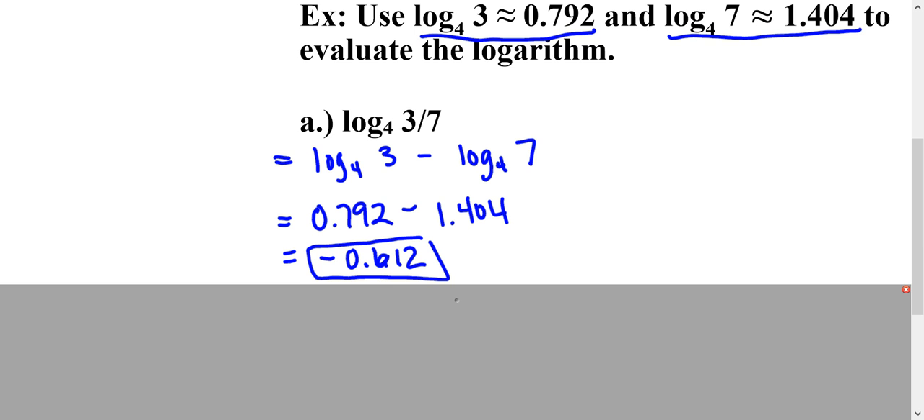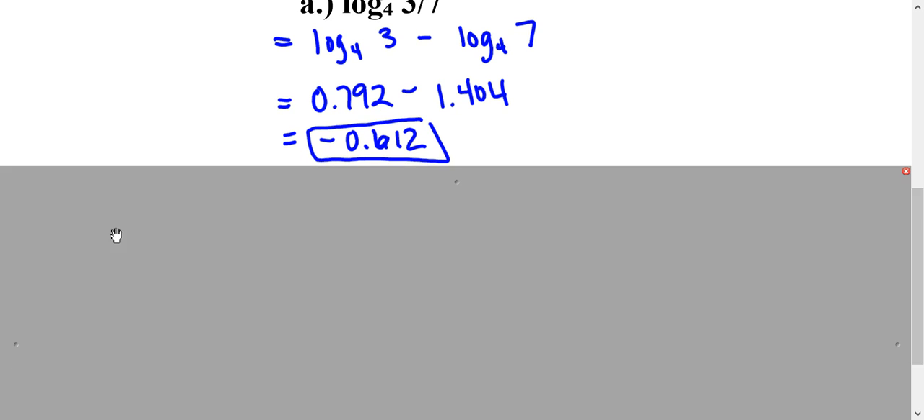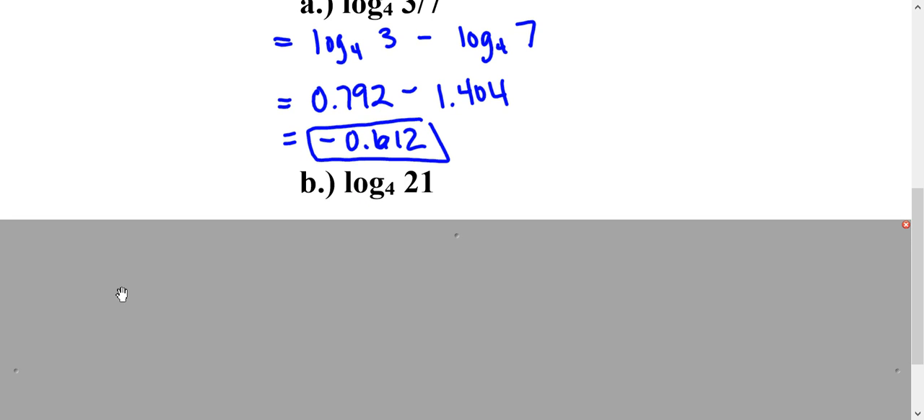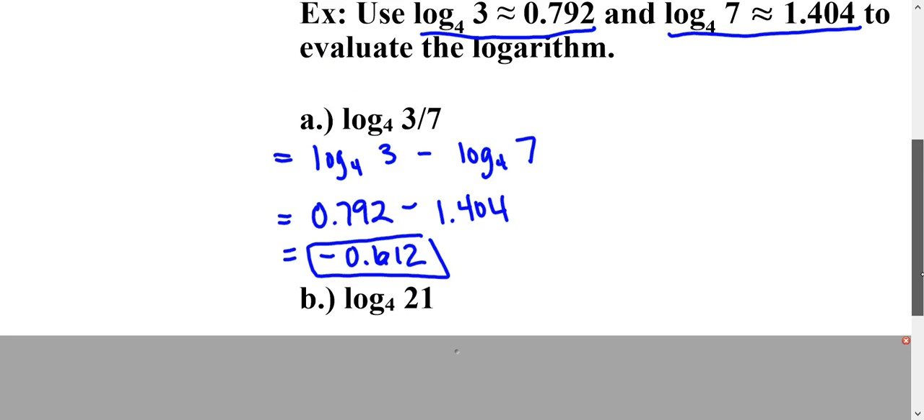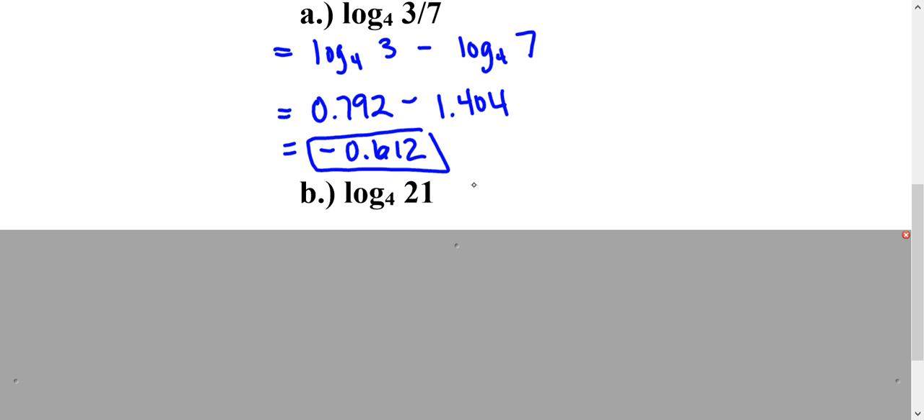Okay, let's try another example. So we have log base 4 of 21. Now, we're just going to assume that 21 is made using the two numbers we've been given, 3 and 7. So how can I use 3 and 7 to make 21? Well, I can multiply them together. So this is kind of like having log base 4 of 3 times 7, or 7 times 3.